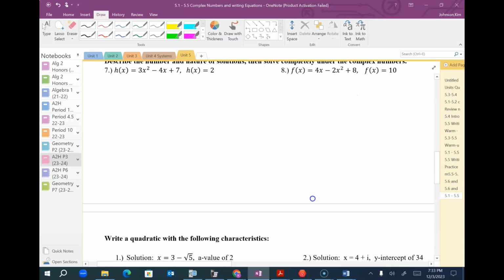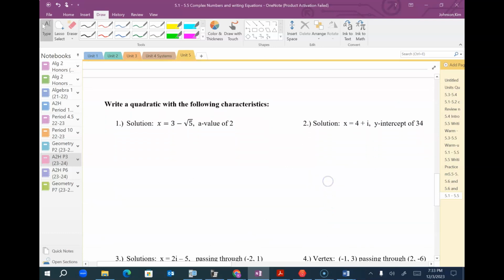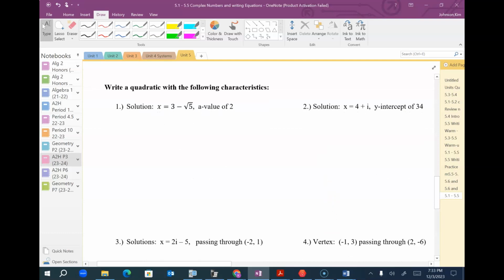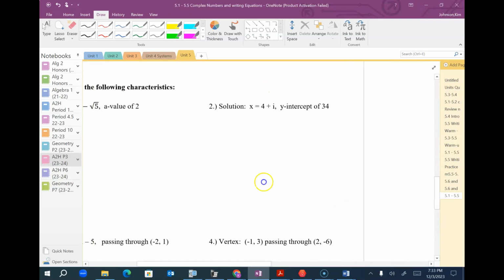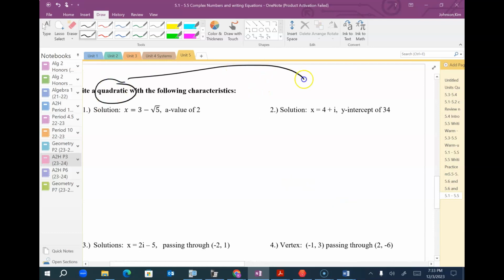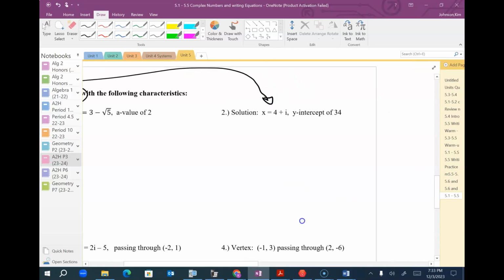This is review 7 and 8. You should be able to do those completely without me. Number 1 is a review. We've done problems like that. Number 2 is not a review because we now are saying, hey, write a quadratic with these imaginary solutions.